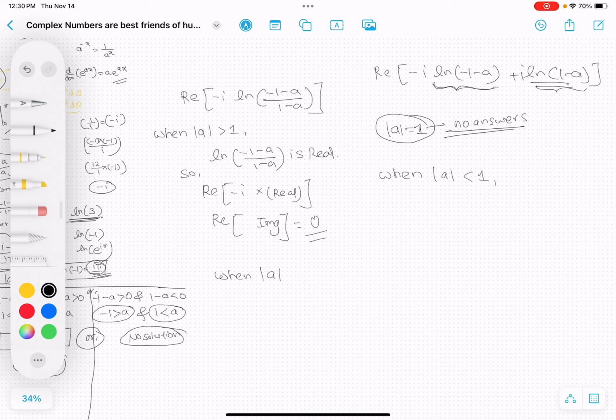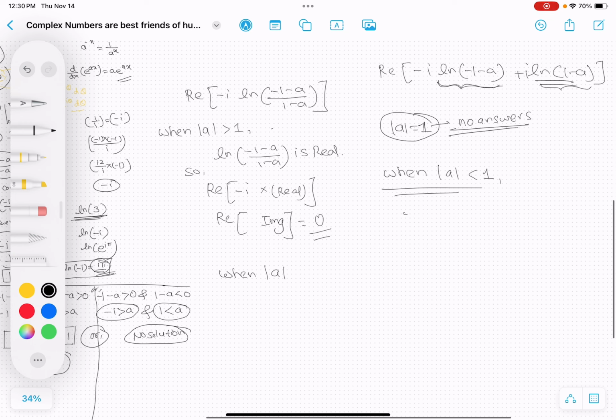Okay, now let's go to this case. Basically, if we deal with these three cases, we are dealing with all the numbers that are possible, right? Now in this case we do know that (-1 minus a) by (1 minus a) is going to be negative, right?